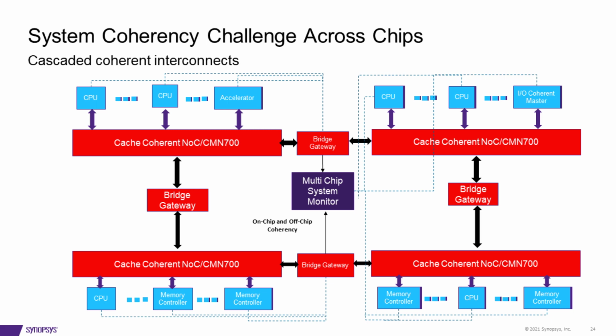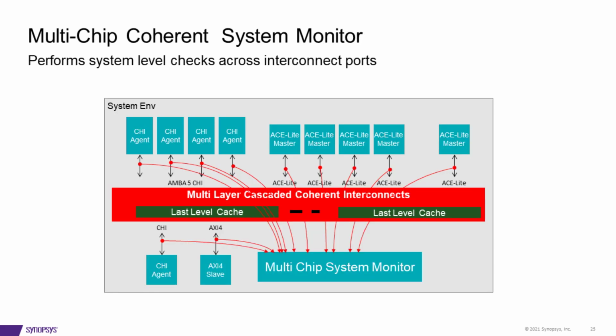So here we provide the multi-chip system monitor as part of the solution, which checks and monitors coherency across cascaded coherent interconnects. It does on-chip as well as off-chip coherency checking. Within each agent, we have the protocol checks, which ensure the correctness of the protocol, and then we have the system monitors, which ensure that system coherency is maintained. For a cascaded coherent NOC kind of SoC, you need a multi-chip coherent system monitor, which performs system-level checks across the interconnect port.